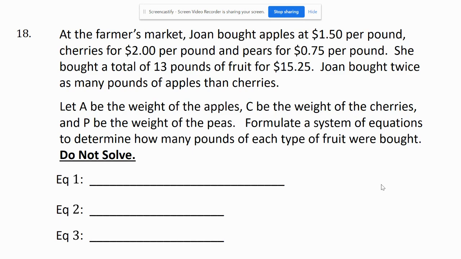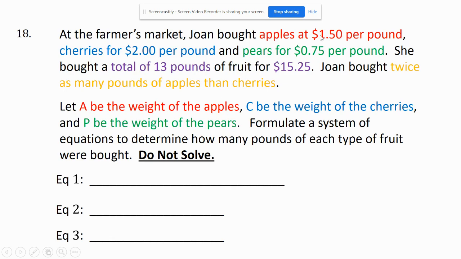So what I want to do is look at this here. First off, what do I know? It's $1.50 for apples, $2 per pound for cherries, and 75 cents for pears. So what I did was this. Let's highlight some things. I color-coded these in red and blue so I can put things together and make things a little easier for me to see.